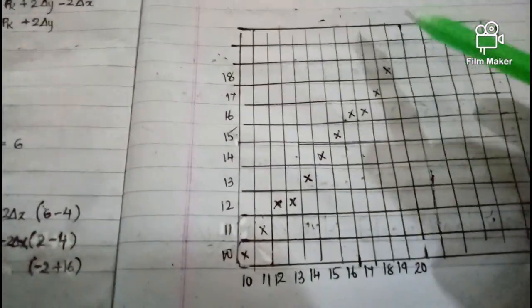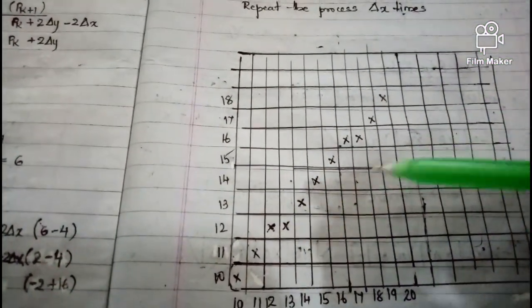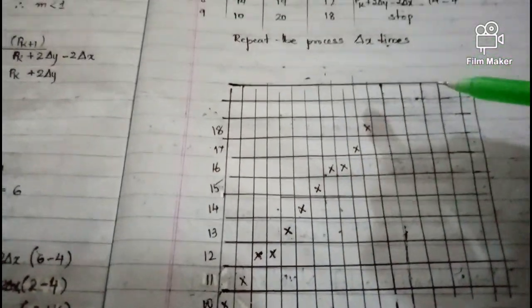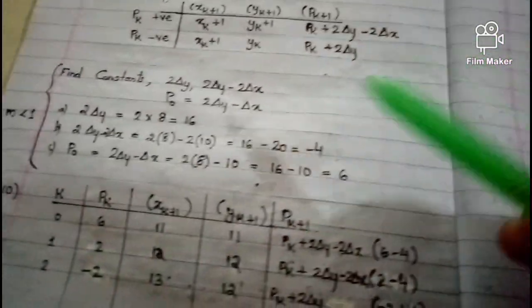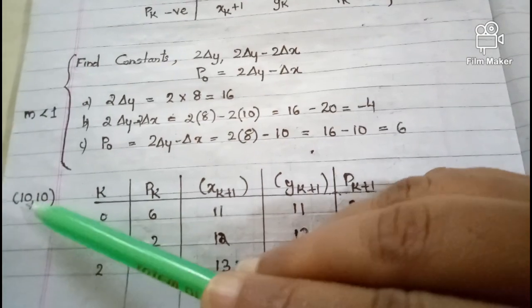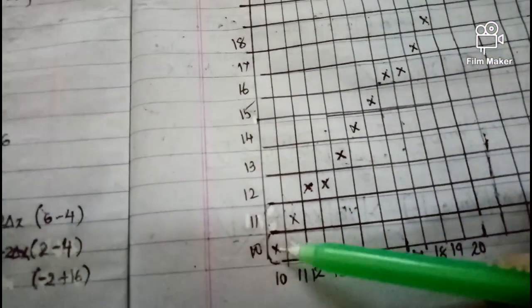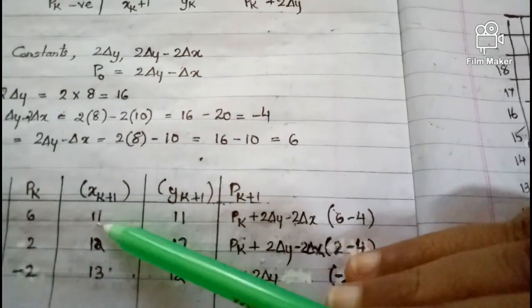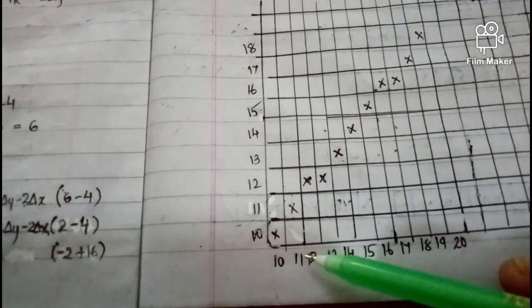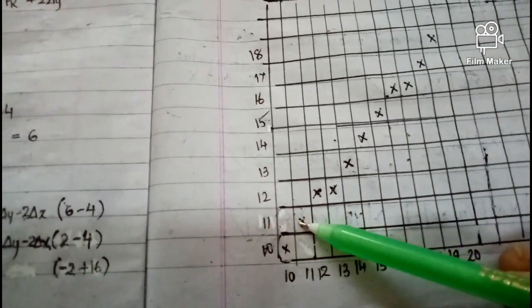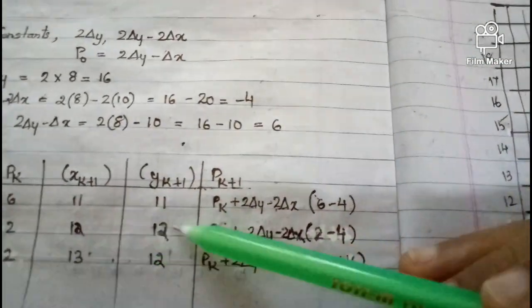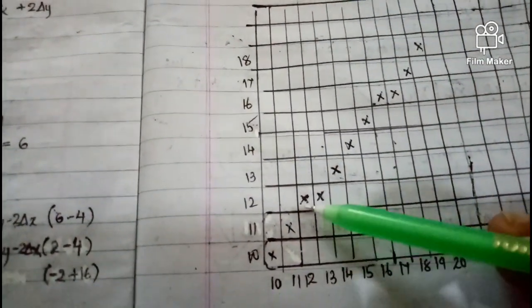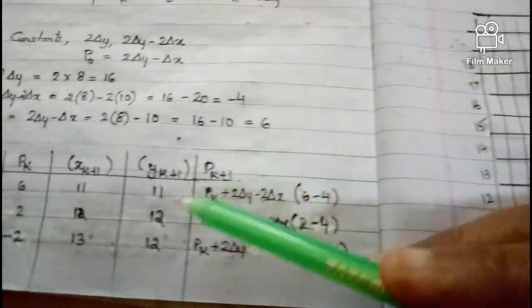If all the row numbers and column numbers are marked, now we can mark the pixel positions. Let me explain how. The first pixel position you have to plot is 10 10. This is the starting point, 10 10. So this pixel is the first pixel. What is the next pixel? 11 11 is the next pixel. So 11 11 pixel marked. 12 12 is the next pixel. 12 12 next pixel marked.